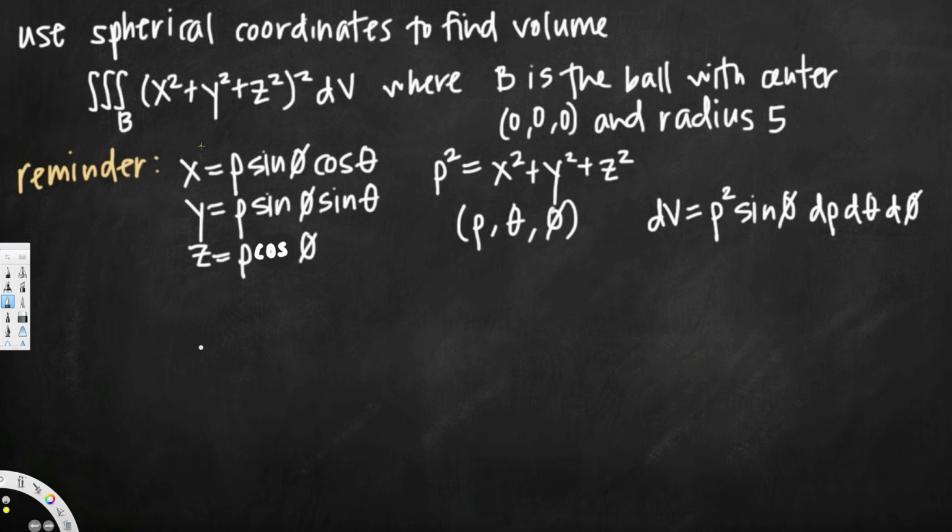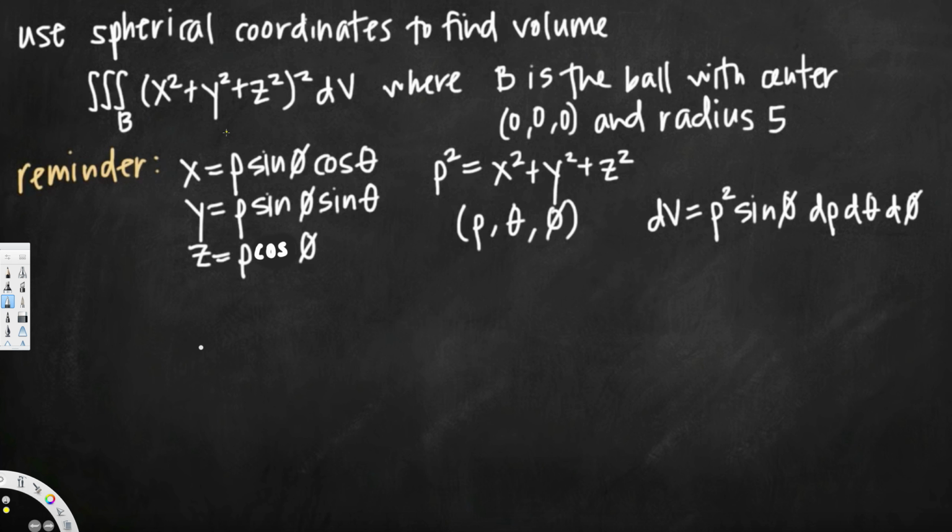When we convert Cartesian coordinates into spherical coordinates, we have to know these things. x is going to be equal to rho sine phi cos theta, y is going to turn into rho sine phi sin theta, and z is going to turn into rho cos phi. Also, x squared plus y squared plus z squared can be replaced with rho squared. And dV will turn into rho squared sine phi d rho d theta d phi.